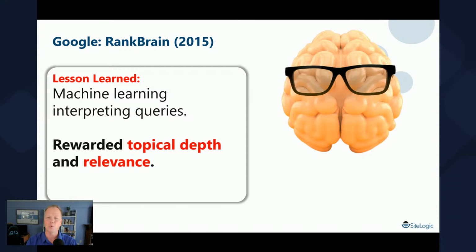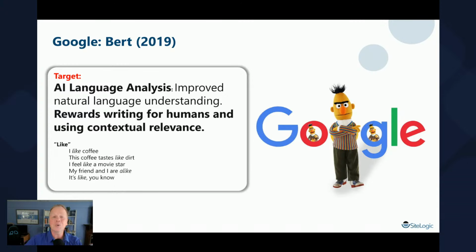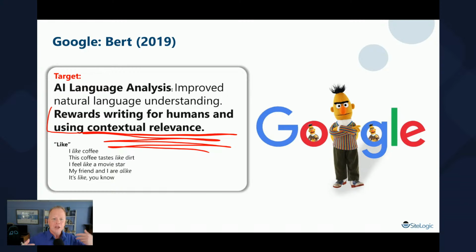RankBrain, 2015. What did we learn? Google is going to reward topical depth and relevance. None of this is new. This has all been coming at us over the past 25 years. Google BERT was AI language analysis. What did it reward? It rewards writing for humans and using contextual relevance. So when you're building your pages, you're building out your topics, you're associating them, you're linking them together to build that topical authority in great, well-written content that drives people to a result.